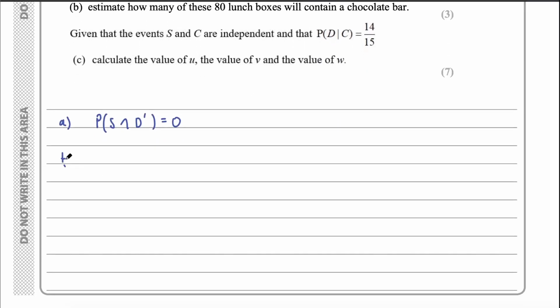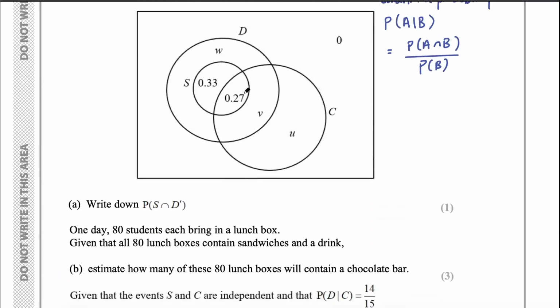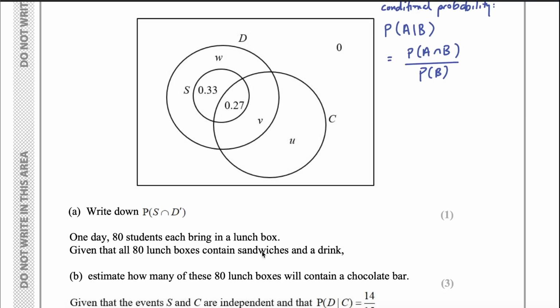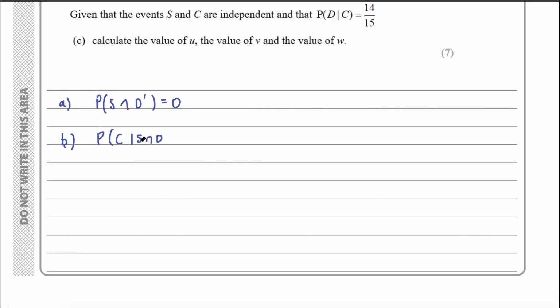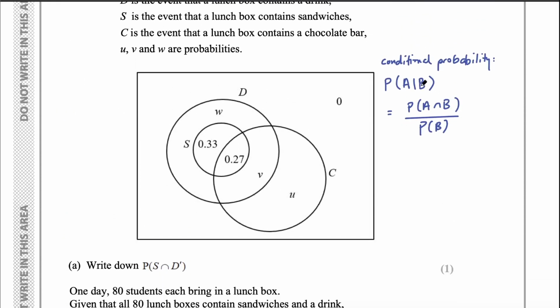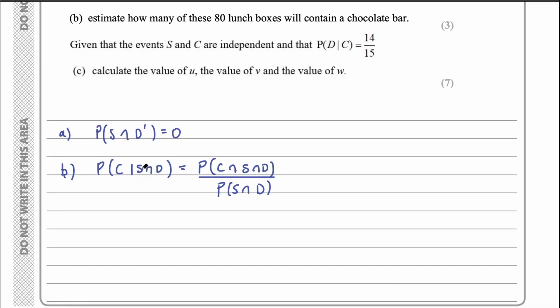So for part B down here, we have the probability of C given the intersect of D and S, or S and D, sandwich and a drink. So we have a sandwich and a drink, S intersect D. This is our conditional probability. This is going to equal the probability of a chocolate bar intersect the second probability, which is S intersect D, all over the probability of S intersect D. Okay, so that's just this formula here with this initial intersect as the second probability.